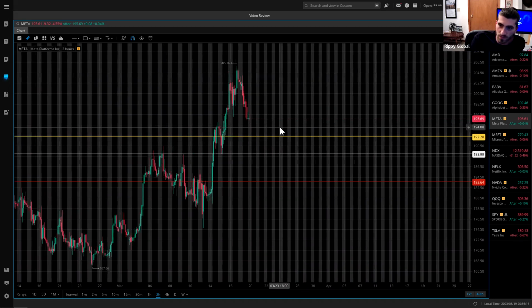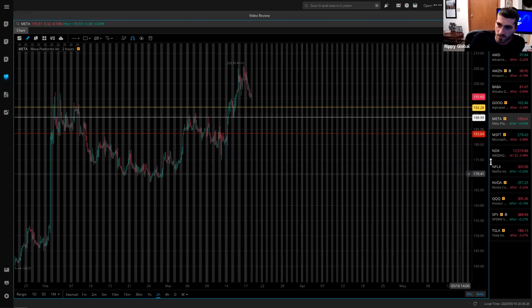So for Meta here, I'll repeat the levels: 192.28, 188.99 and 183.64, anywhere in those zones. It's not a dead-on point even. I just have those there as a visual eye, basically.